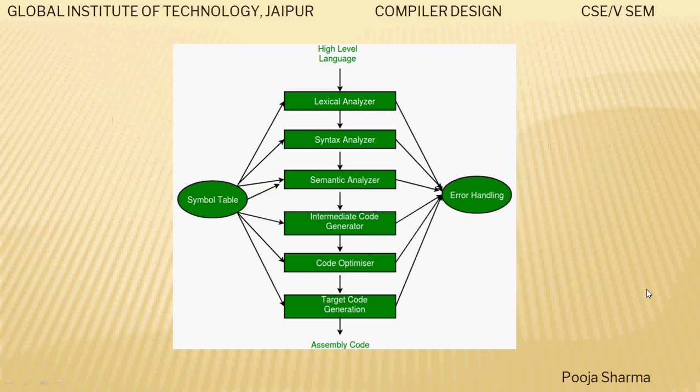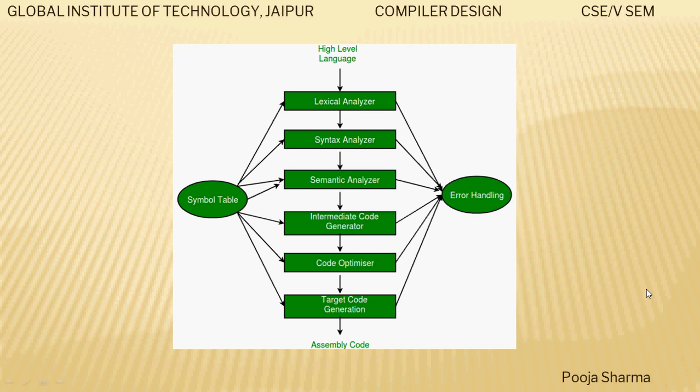So this is the structure of a compiler. First is the source program written in a high level language. That source program enters into the compilation phase. So what does the compiler do? It converts the high level language to the target program, that is, low level language. So what are the different phases present in between the conversion of high level to low level language? There are a total of six phases. First is the lexical analyzer, then syntax analyzer, semantic analyzer, intermediate code generator, code optimization, and target code generation. These are the phases of a compiler.